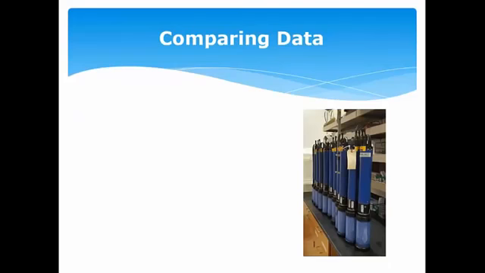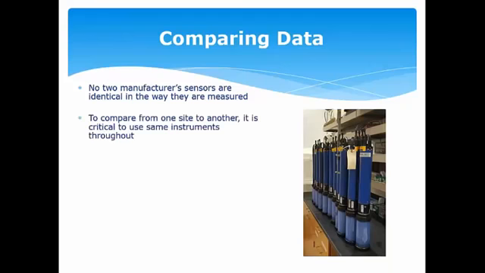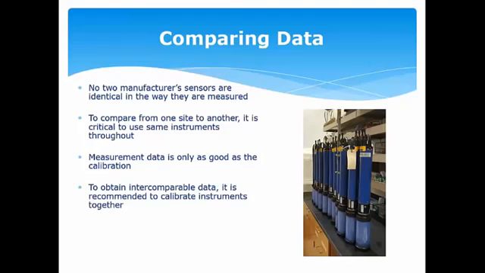Finally, just want to talk about comparing data. One thing, no two manufacturers' sensors are identical in the way they are measured, which means it's difficult to take an algae sensor from one manufacturer and compare it with a different manufacturer. That makes it critical to use the same instruments throughout, and as you can see in that photo, there's quite a few of those instruments deployed from the Lake Erie network. The measurement data is only as good as the calibration, so it's important to have a good calibration. And in order to get even better comparable data, we recommend calibrating the instruments together.